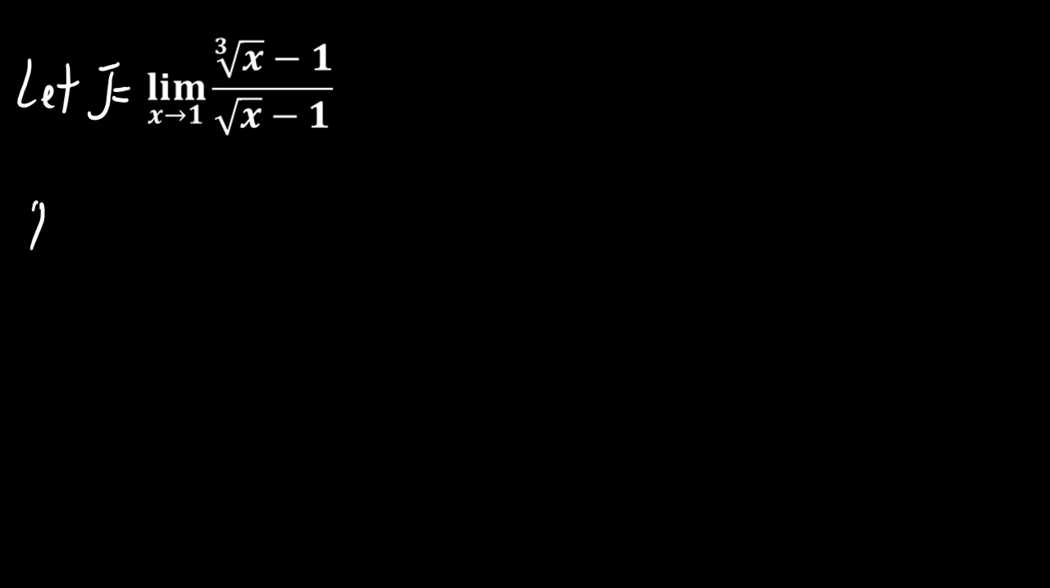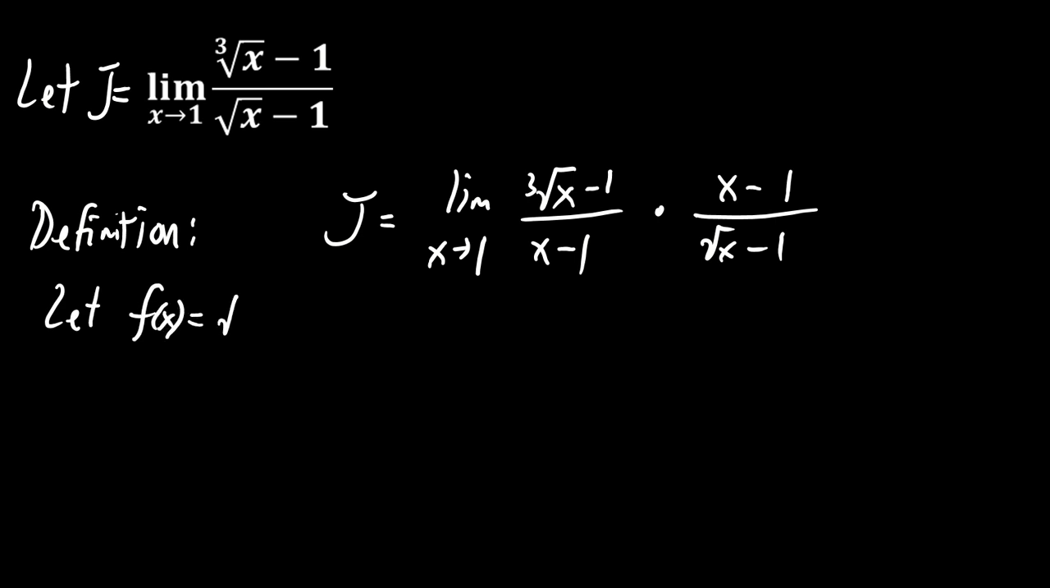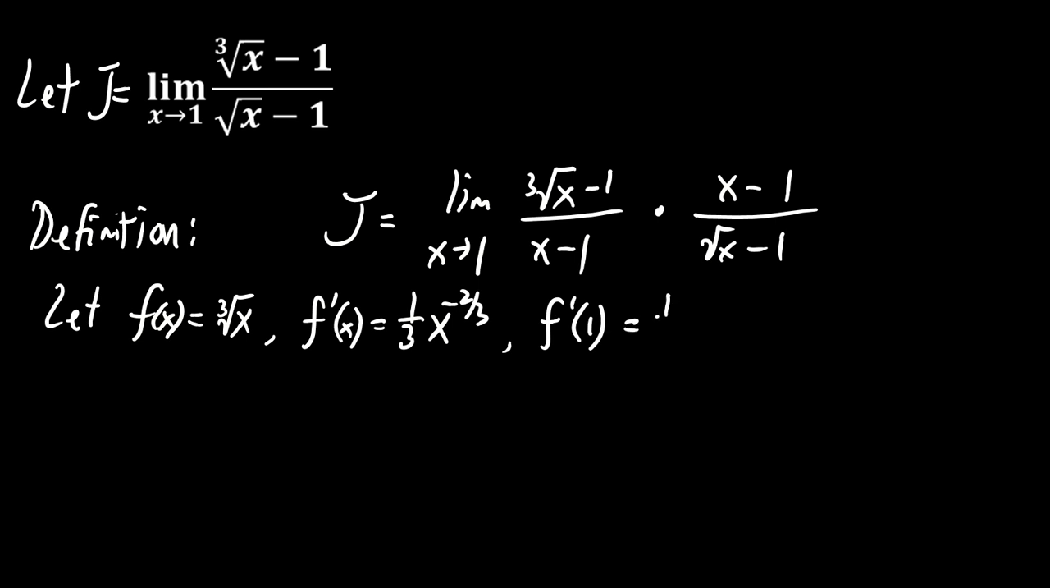So how to use the definition? There's a technique that we need to use here. That is, we write J as the limit of (cube root of x minus 1) over (x minus 1) multiplied by (square root of x minus 1) over (x minus 1). And we let f(x) be the cube root of x. So f prime x equals 1 over 3 x to the power of negative 2 over 3. And therefore f prime 1 equals 1 over 3.